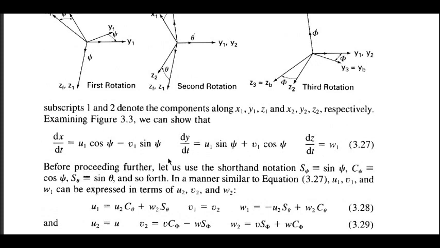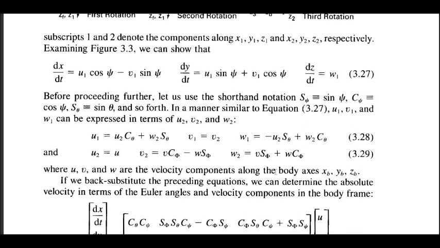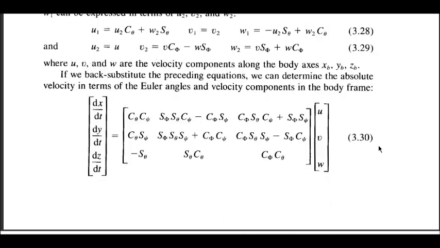Then they derive this because they want to find the relationship between the Euler rates and the rate of rotation of the aircraft. Euler rates meaning phi dot, theta dot, psi dot, and the other rates are P, Q, R, which represent the roll, pitch and yaw rates. So you study this first. At the end of the day, this is the matrix.